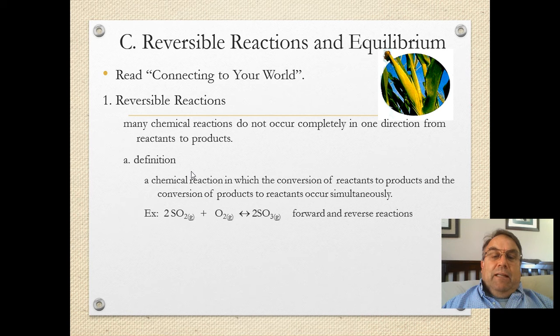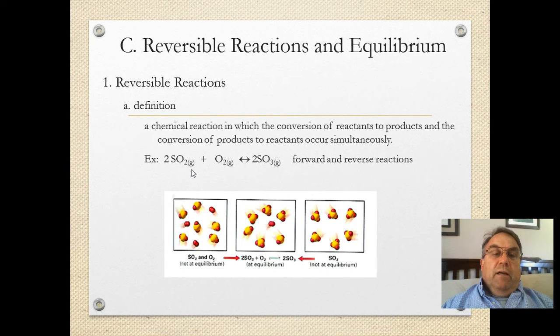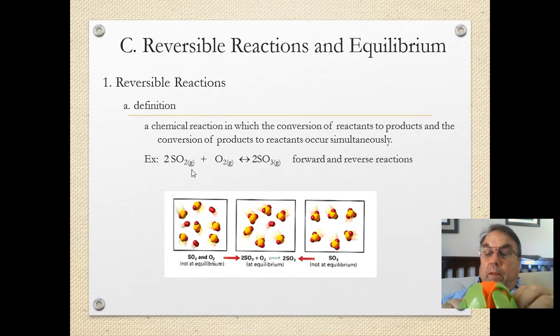Okay, so the classic example of this would be the production of sulfur trioxide from sulfur dioxide and oxygen. So let's use our friend that we saw in the last section that illustrated activated complex. Let's use it to illustrate forward reaction, reverse reaction, conversion of reactants to products, and conversion of products to reactants.